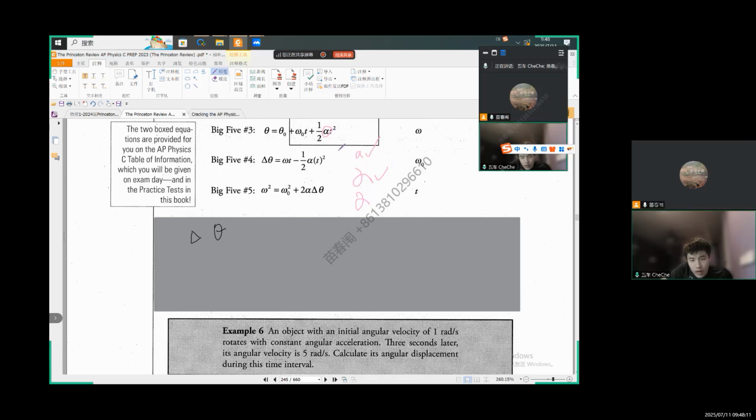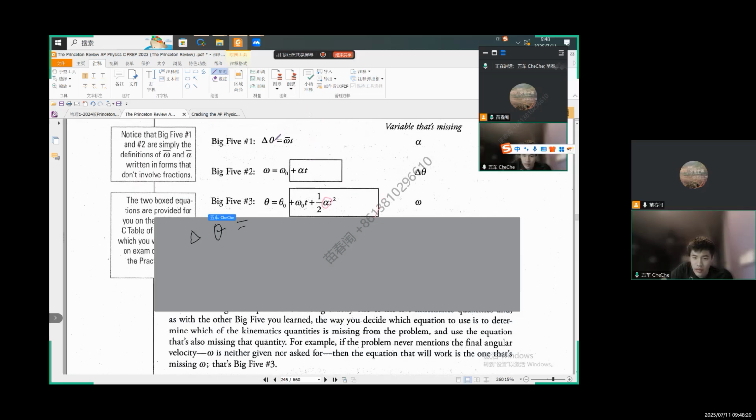So it doesn't really give you the linear. It doesn't talk about that. So we're not going to use that. We also have this one. If I use alpha, I have to find alpha. Although I can.